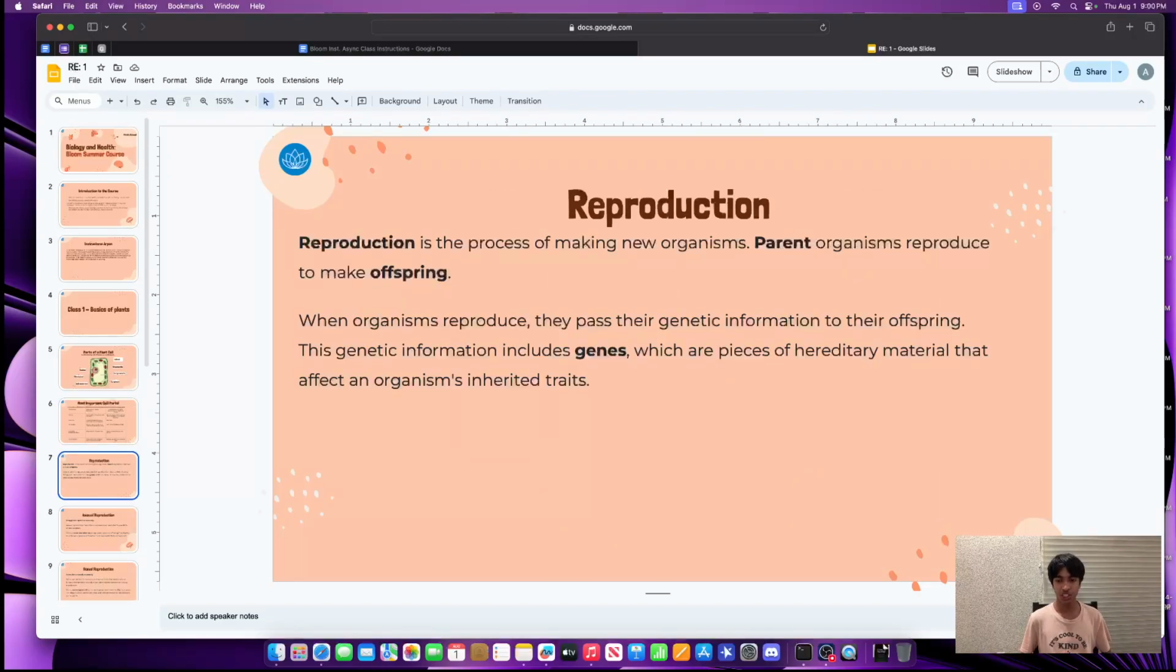So reproduction is the process of making new organisms. Parent organisms reproduce to make the offspring. When organisms reproduce, they pass on their genetic information to their offspring. This genetic information includes genes, which are pieces of hereditary material that affect an organism's inherited traits.